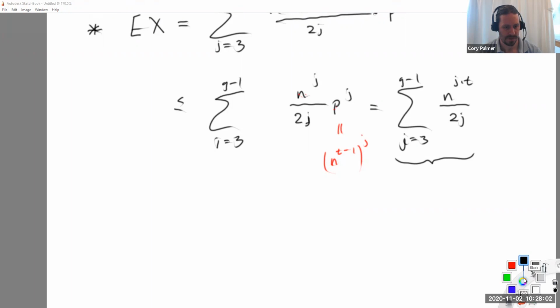I don't want to write. Oh, yeah. Okay, this is fine. So let's say this is at most... There's g terms in the sum. There's less than g terms in the sum, but at most g terms in the sum.